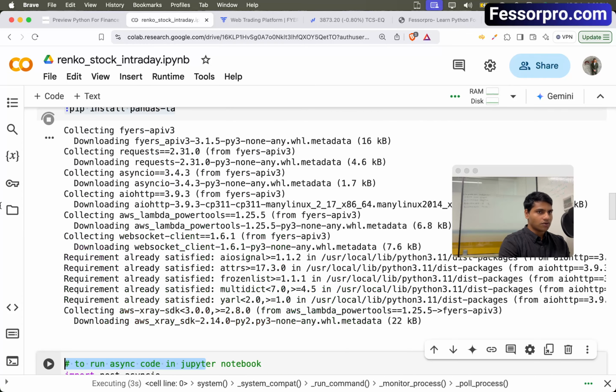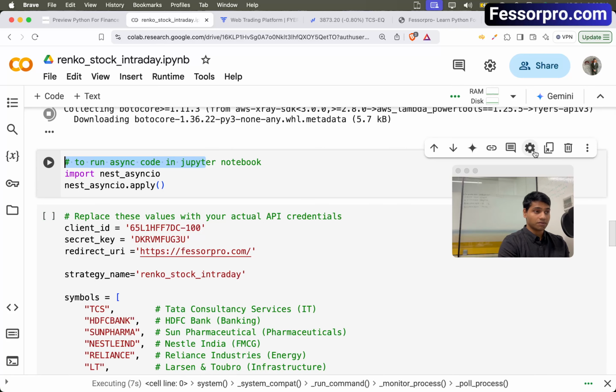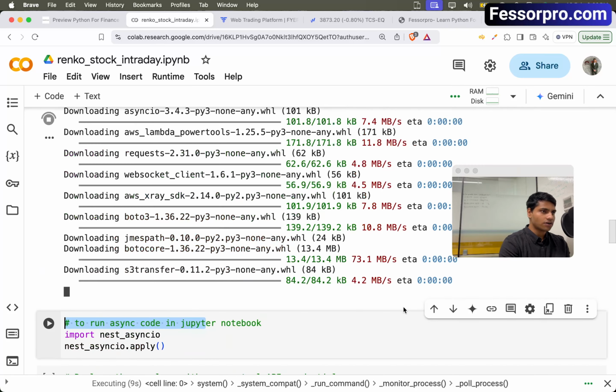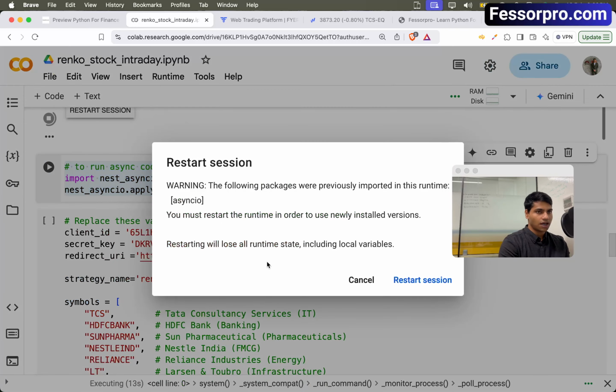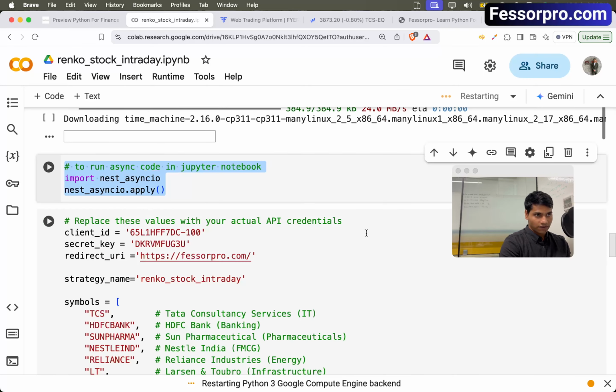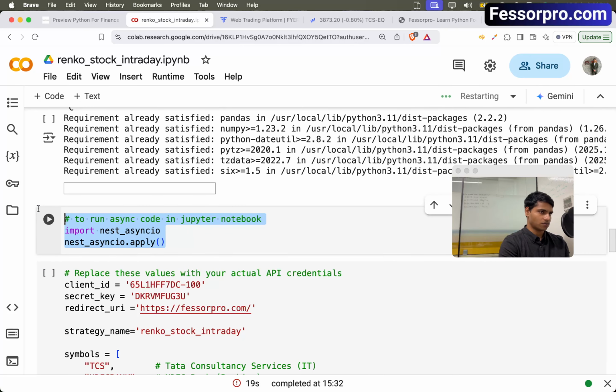Now this next code, I'm using it to get the support of async IO. In Jupyter Notebook, you cannot write asynchronous code, but if you write this code, it allows us to use asynchronous code. If you are planning to run this entire code in a .py file, then you don't have to write this code. This is only required for Jupyter Notebook.